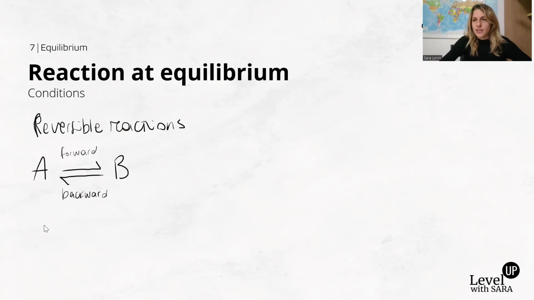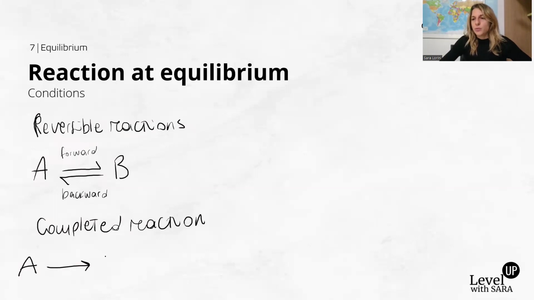While a reaction that goes to completion, so a completed reaction, is only shown with this type of arrow, A to B. It shows that, that's it. It ends. This is the first concept, very important to understand.